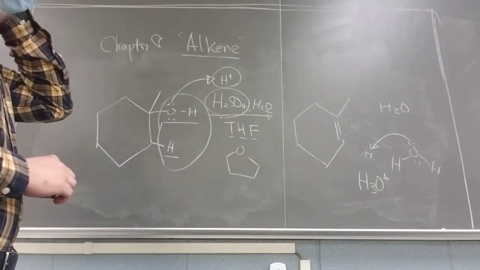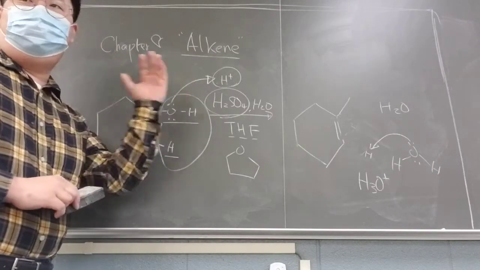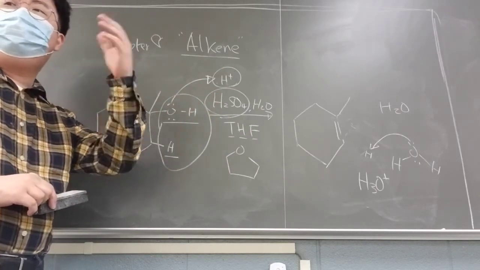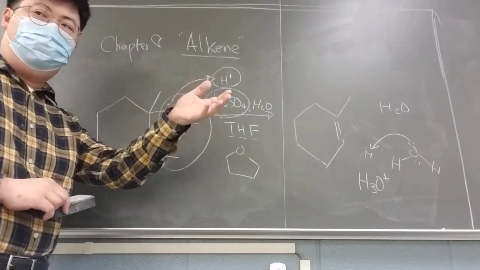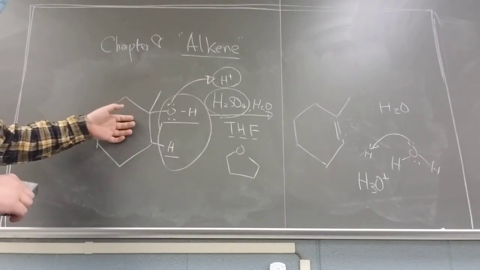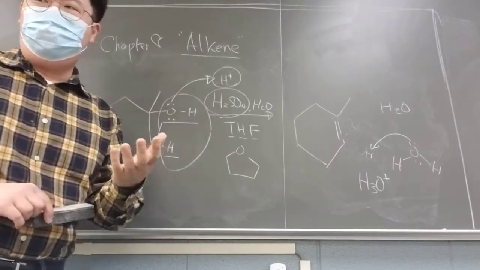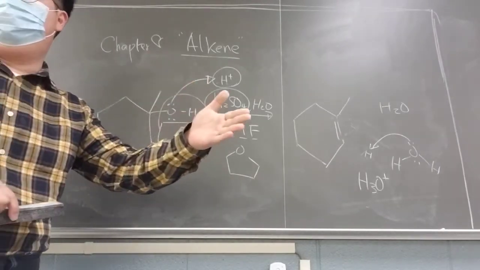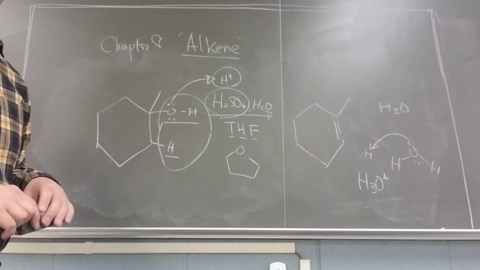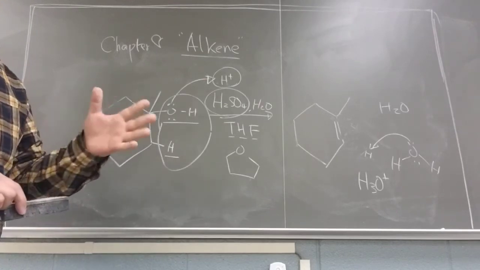So, like I said, you don't have to know all the detailed mechanism. You only need to know, if you have a strong base with the halo compounds, or the alcohol compound with the strong acid, they will do the elimination. So then possibly they're going to do some alkene compound formation. Okay? That's all you need to know.